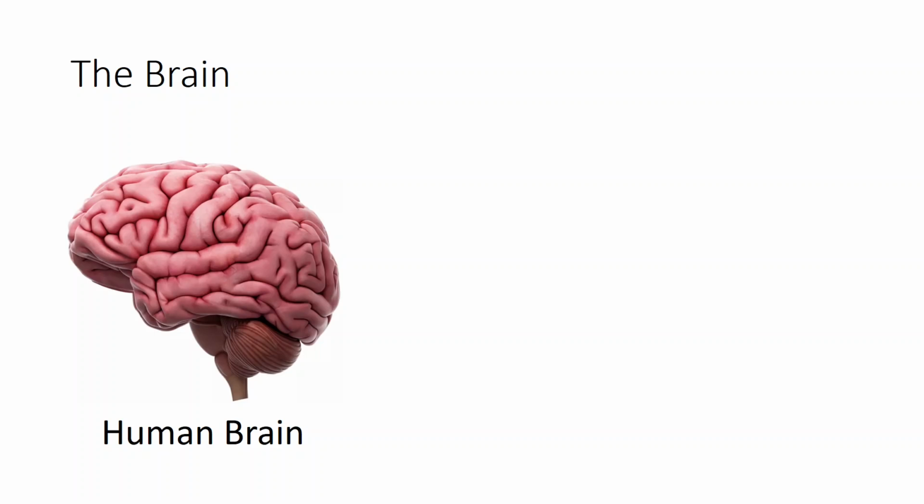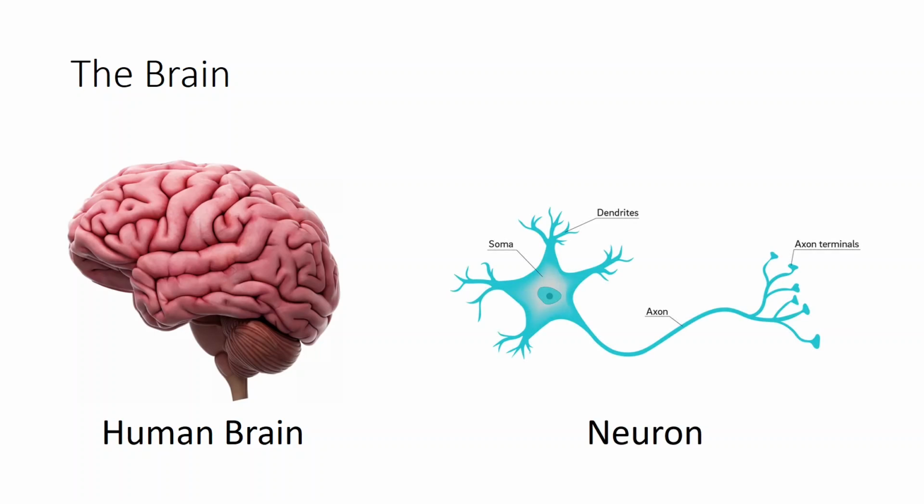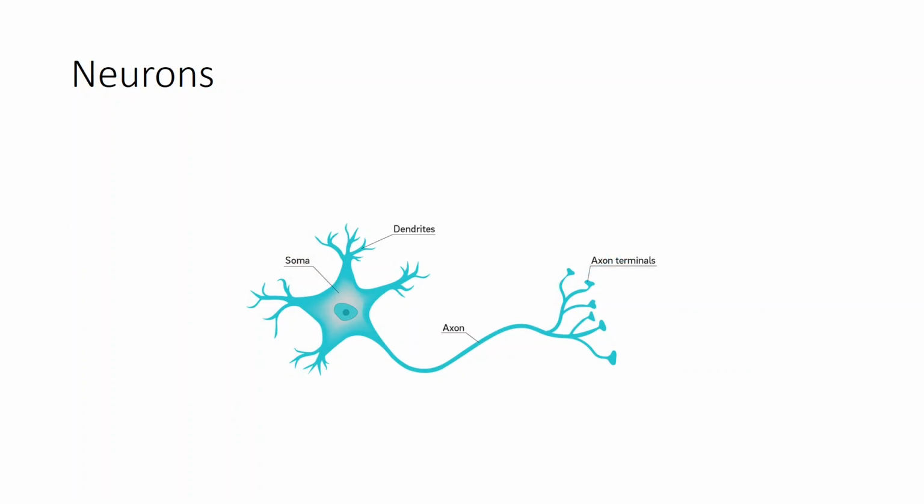Artificial neural networks are inspired by the human brain, and the human brain contains almost 100 billion cells known as neurons. This is a picture of a typical neuron. It consists of a body known as the soma. The soma has several small branches called dendrites and a long branch known as the axon. The axon has several smaller branches that end with axon terminals.